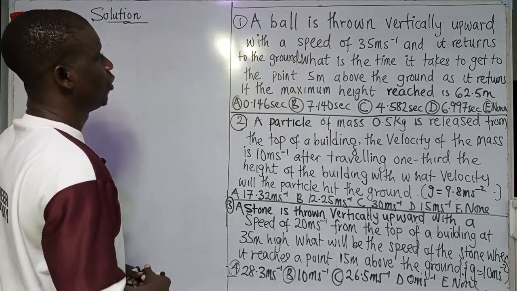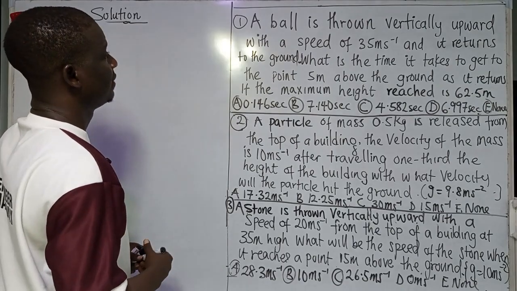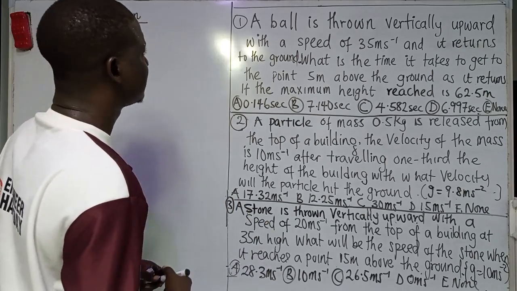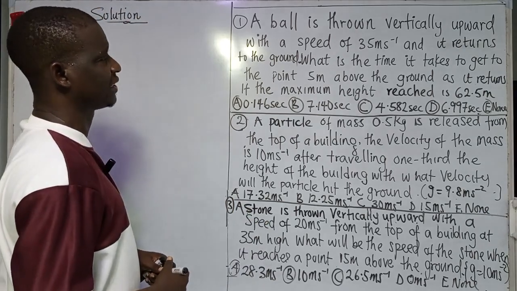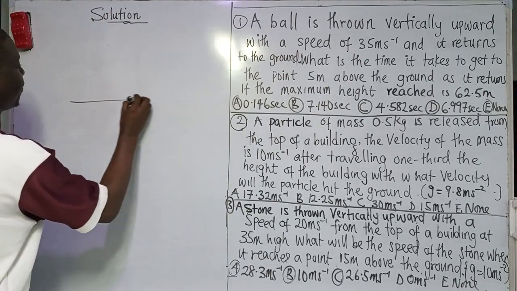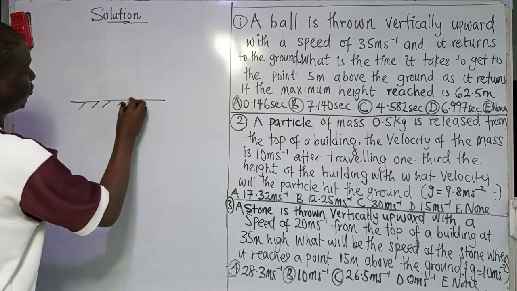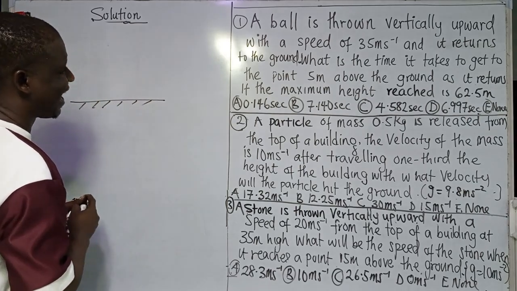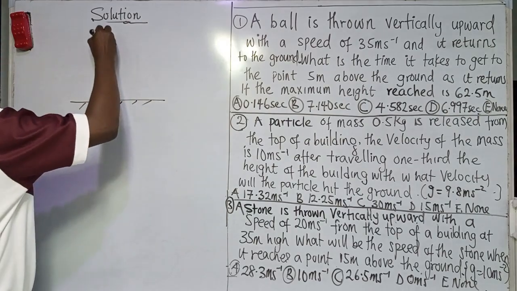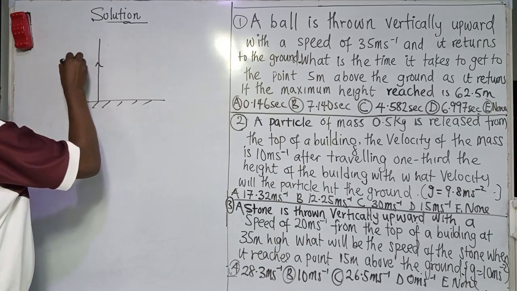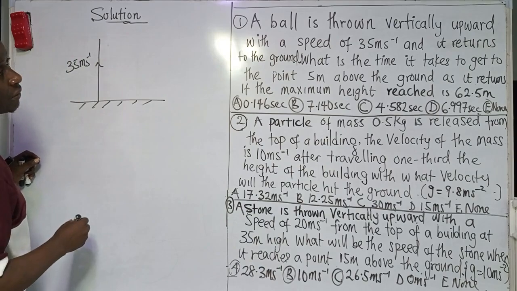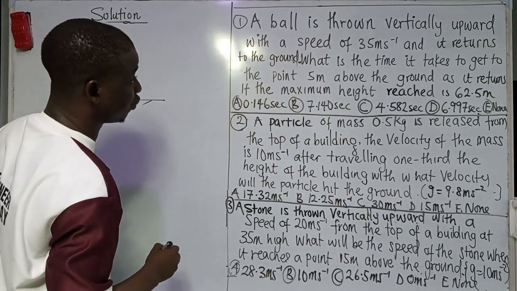Question 1 is a projectile question, vertical projection or vertical motion. A ball is thrown vertically upward with a speed of 35 meters per second. Let's assume this is the ground, and it returns to the ground.